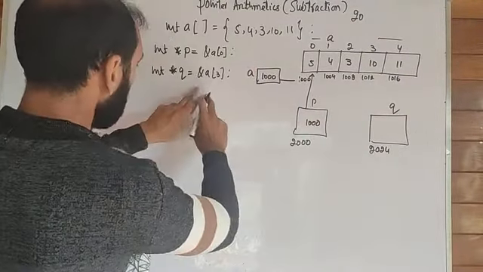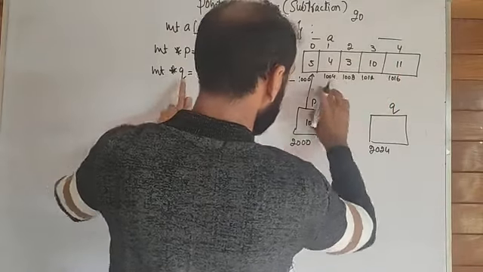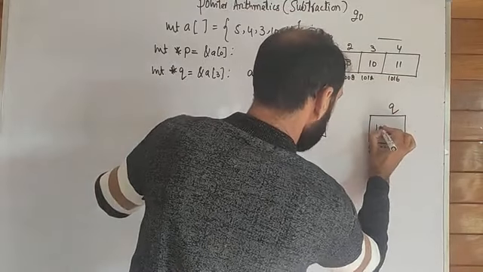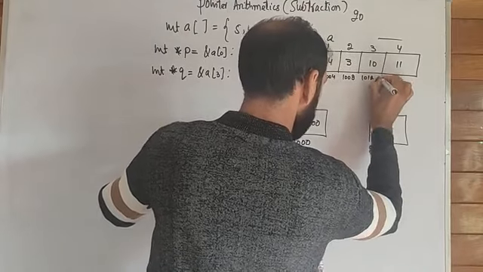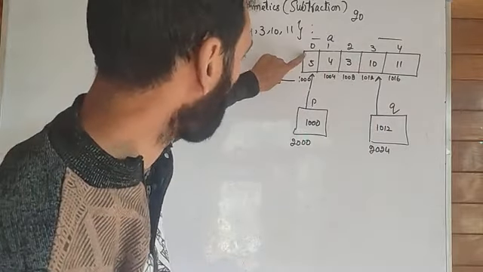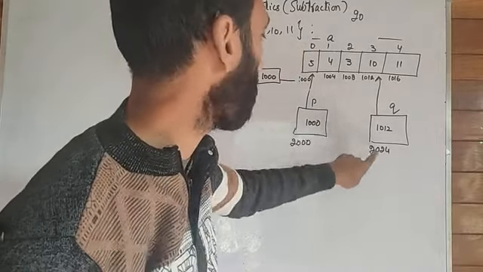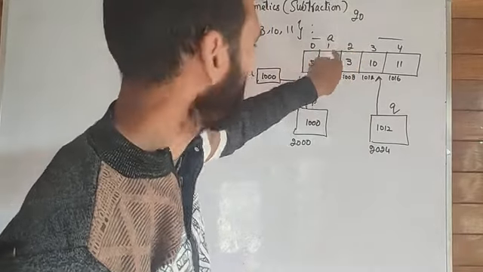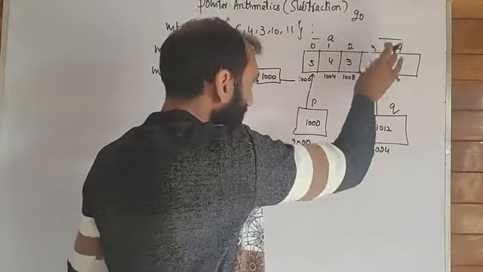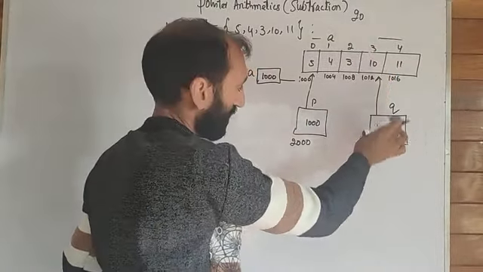The address of A of 3 should be stored in Q. A of 0, A of 1, A of 2, A of 3. That means this address is stored in Q and it points to this. Here P and Q are pointers. P points to the first location, A of 0 of the array A, and Q points to the fourth location, that means A of 3. The index is third but the location is fourth: 1, 2, 3, 4.